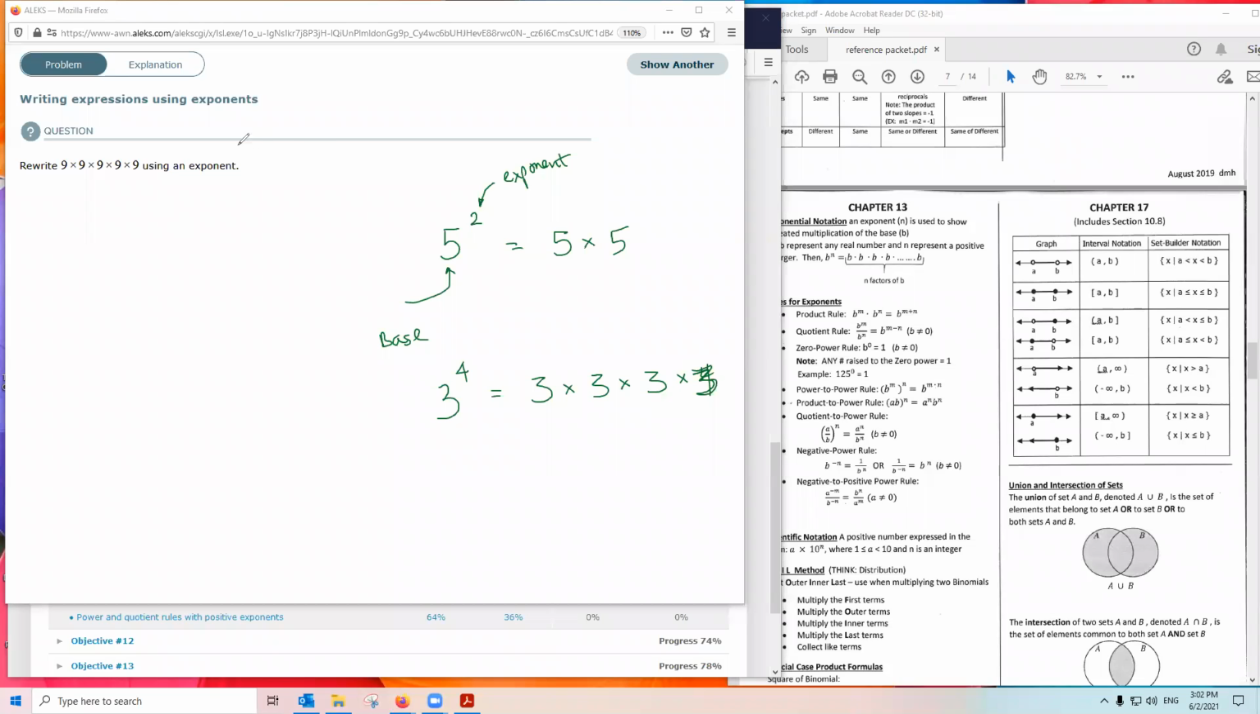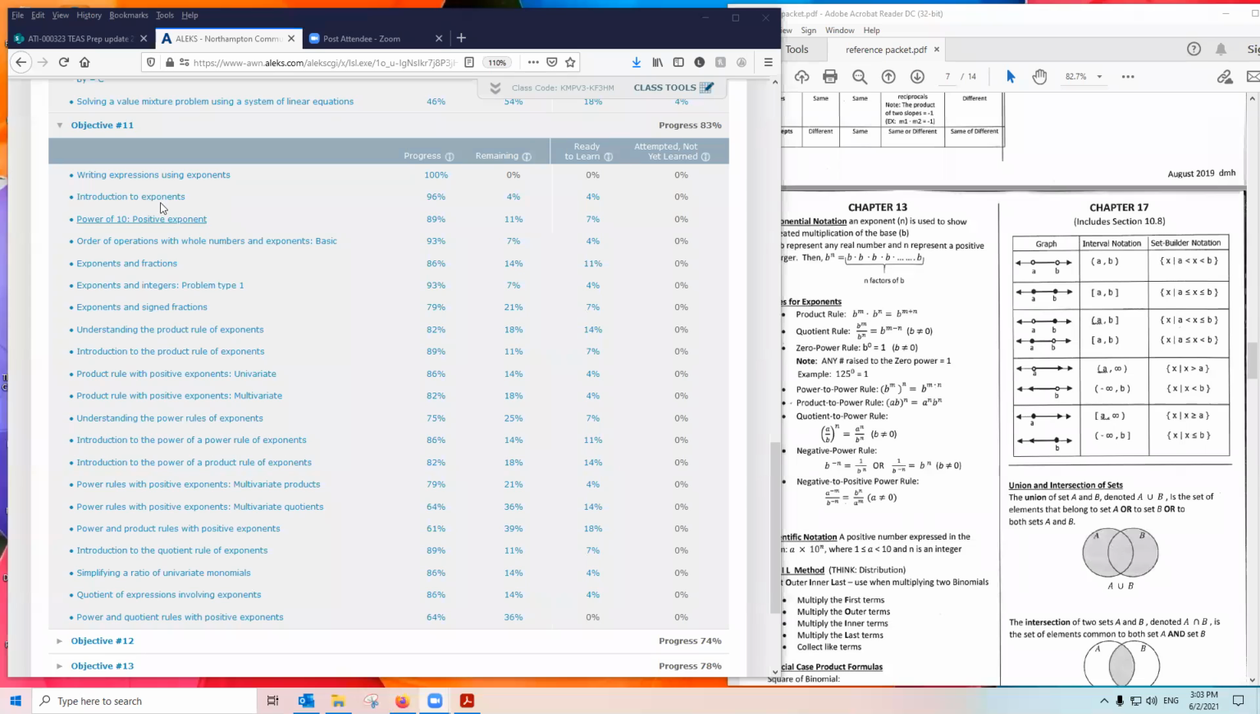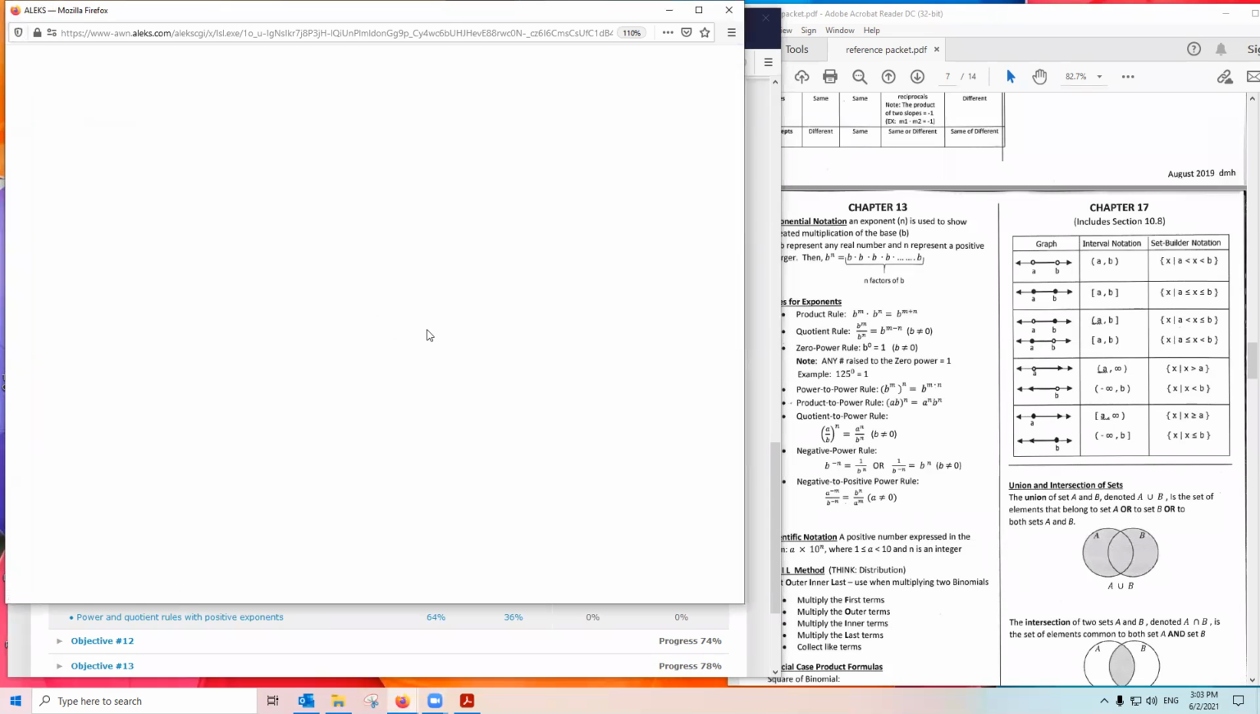So in this problem, they're giving me 9 times itself 5 times. So I'm going to write that as the base 9 to the exponent 5, because I just count up that there's 1, 2, 3, 4, 5 nines being multiplied. That means 9 to the 5. And that's what this description is telling you, that the exponent is the number of times you're multiplying the base times itself.